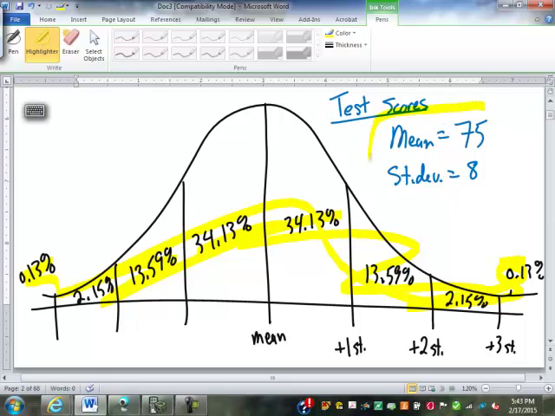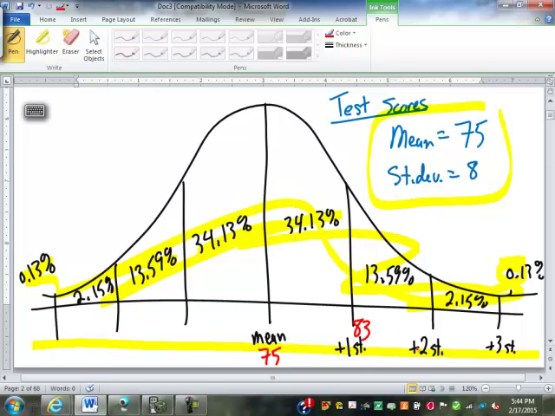But what the mean and standard deviation give us is the numbers down here. So that mean of 75 means 75 is at the center of this curve. The standard deviation of 8, well, plus 1 standard deviation means we take 75 plus 8, which would be 83. A second standard deviation, adding another 8, would be 91. A third standard deviation, adding another 8, would be 99. Going the other way, we're going to subtract the standard deviation. 75 minus 8 would give us 67. Minus another 8 is 59 and 51. Well, what on earth does this mean?